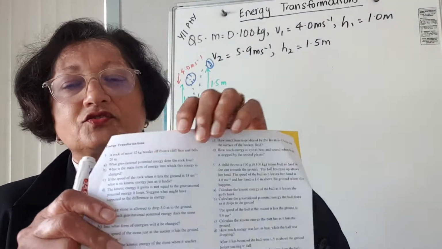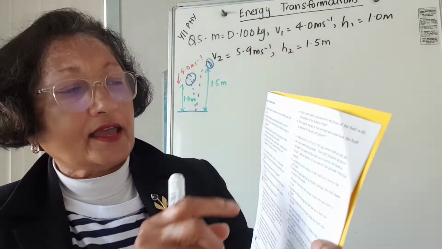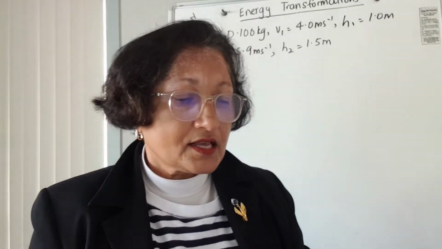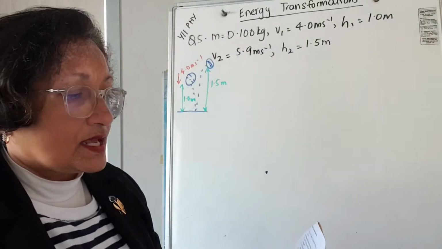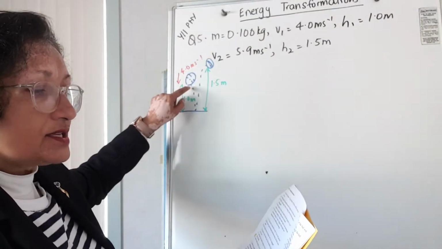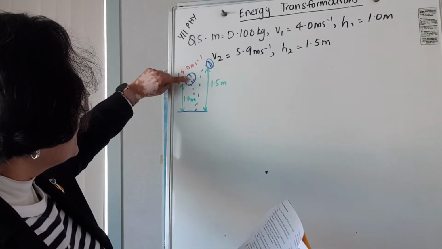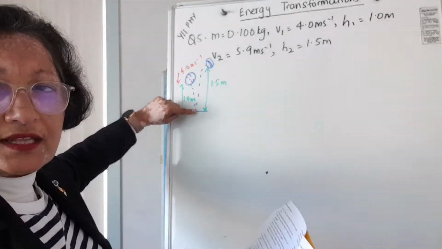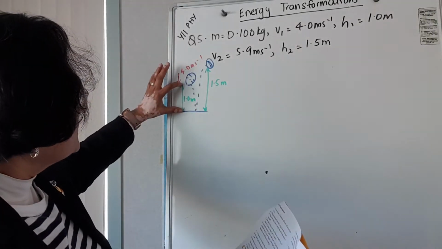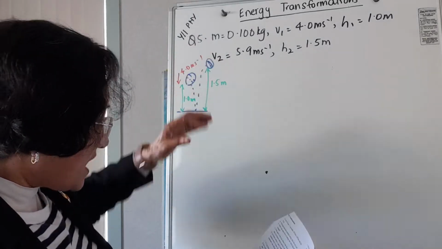Now this one has to do with energy transformation, and this is question 5. It's a slightly long question, so I'm just going to take you through the steps. A child throws a 0.100 kilogram ball as hard as she can towards the ground, and she initially throws it from here, but then because she throws it with an initial speed, it bounces up above her head. So the initial height was 1 meter, but then after it falls down, it bounces to a bigger height.